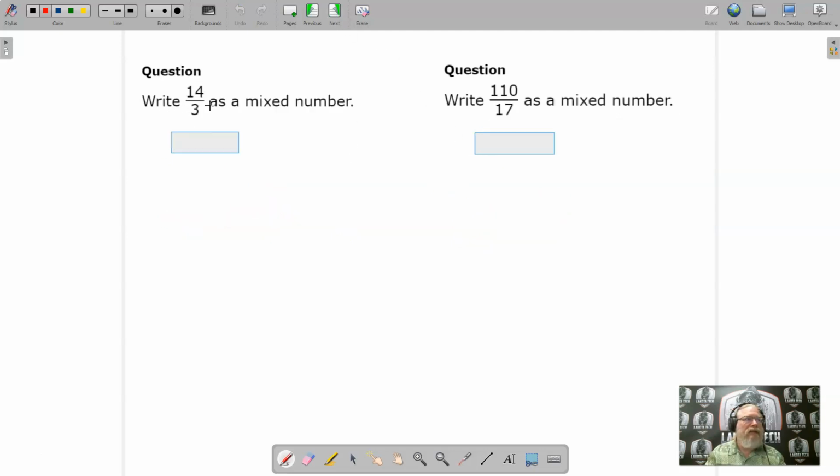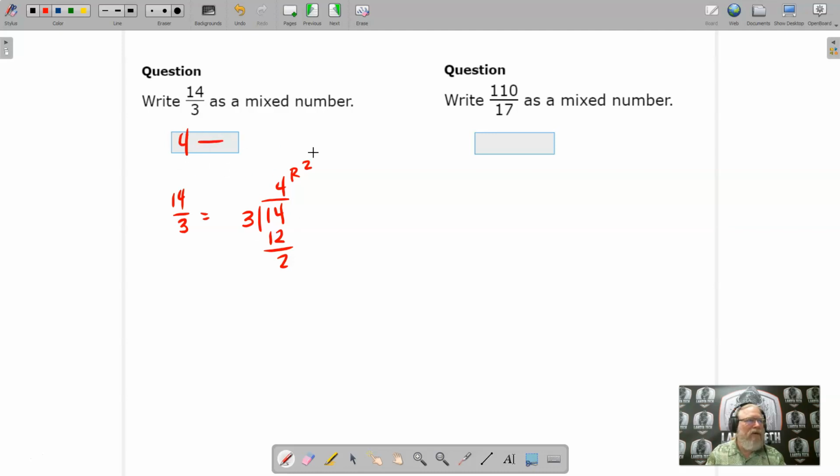Let's go ahead and change some improper fractions to mixed numbers. 14 over 3. This is equal to 14 divided by 3. And 3 goes into 14, 4 times. 4 times 3 is 12. Do our subtraction. 2 is our remainder, right? So remainder of 2. So in this case, 4 is going to be our integer out front.